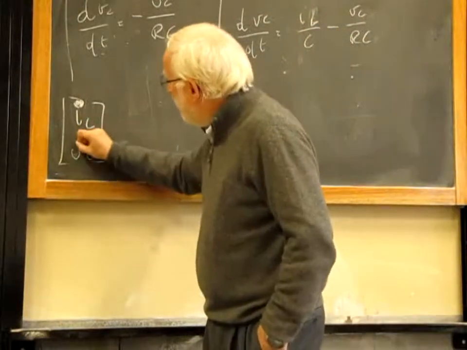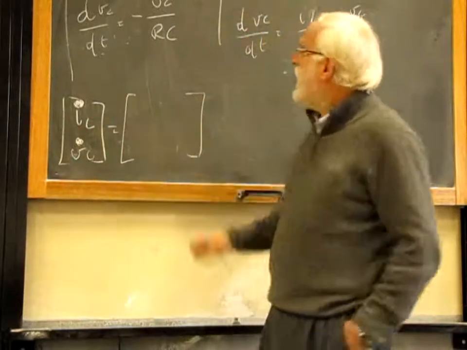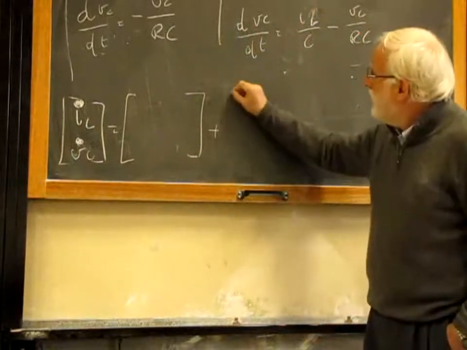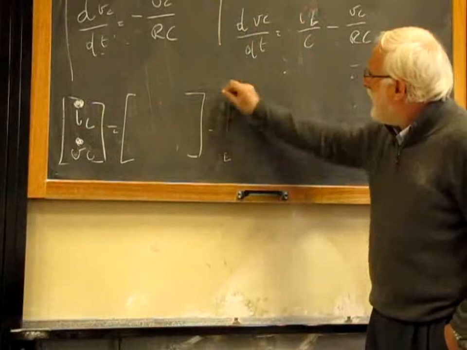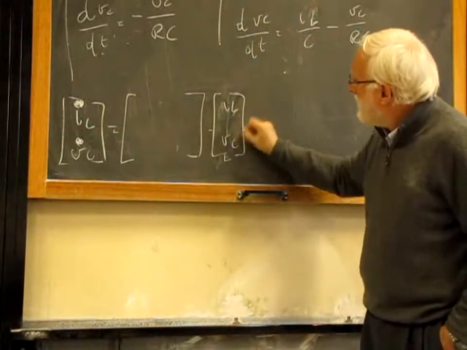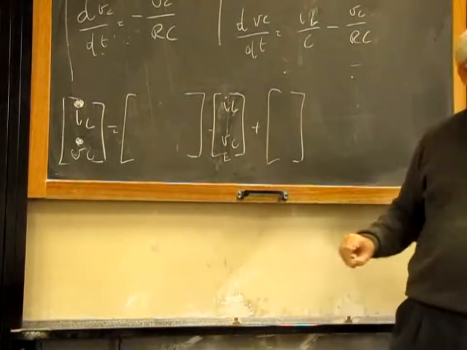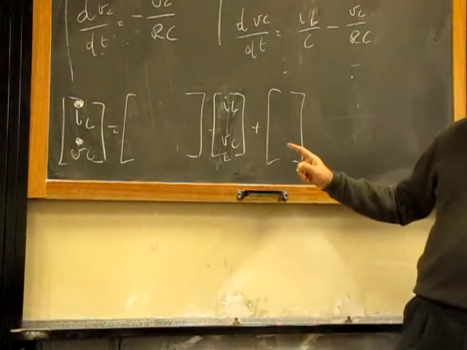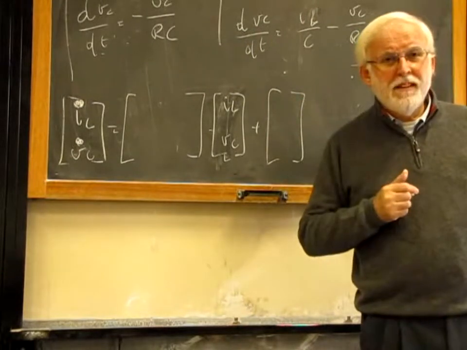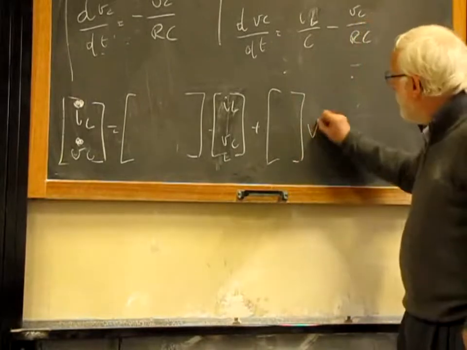And here we have Vc dot equals our A matrix times the vector, that is IL and Vc, plus the B matrix, in this case a B vector, times U. U is the input. What's the input over here? Vin. So U is just Vin.